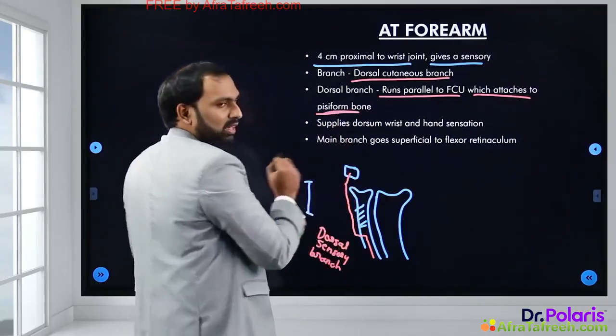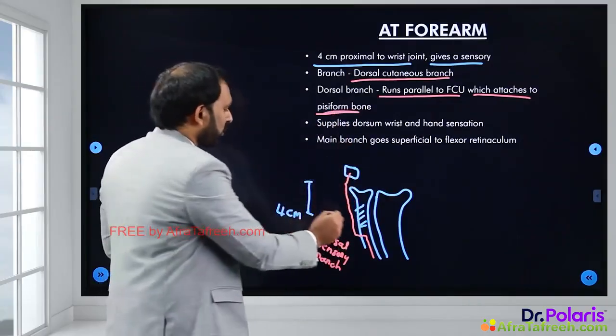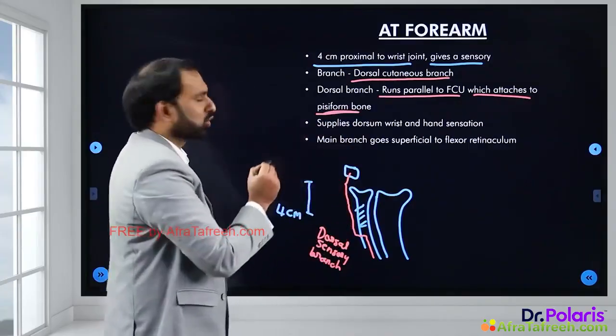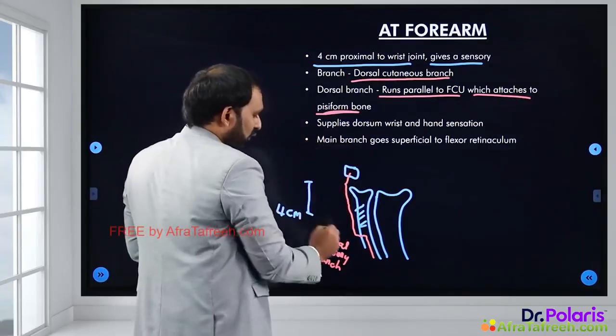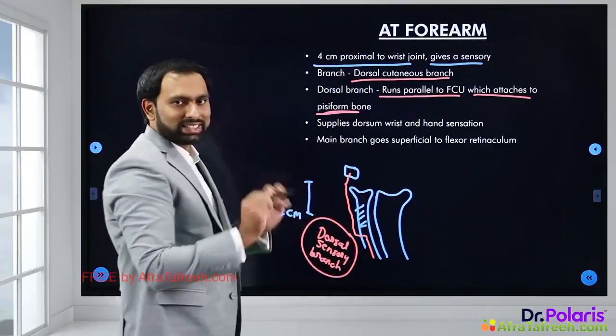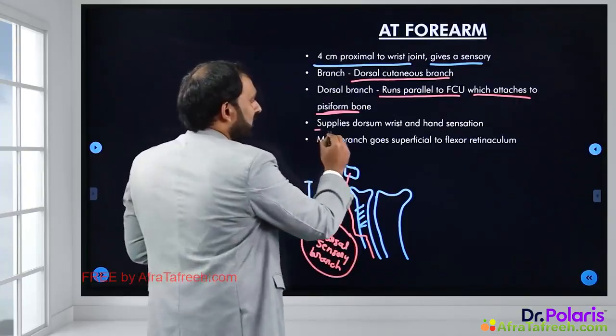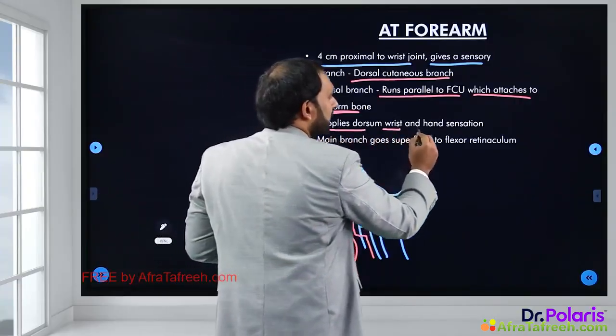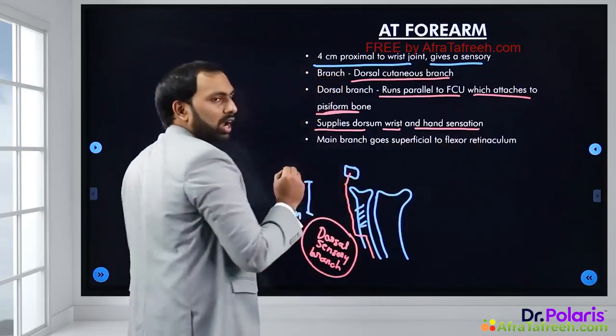So the flexor carpi ulnaris also attaches to the pisiform bone. Even this dorsal sensory branch goes along with it. And what is the function of this dorsal sensory branch? It is a purely sensory branch which supplies the dorsum of the wrist and the hand sensation.